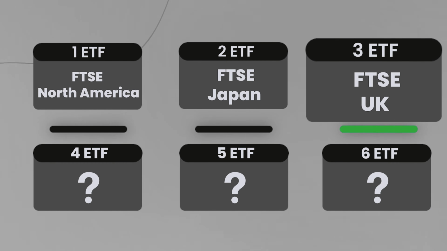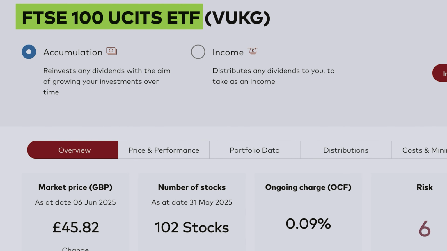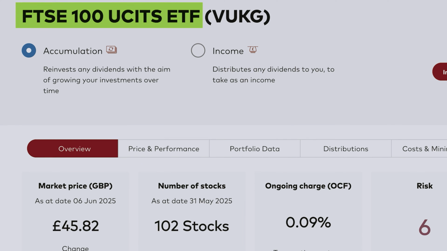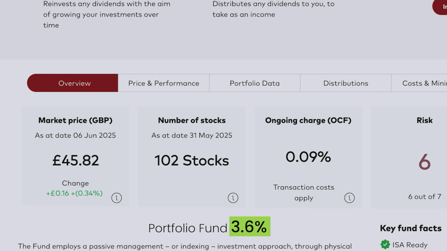Next, we have the UK, and we're going to use the FTSE 100 UCITS ETF here. Again, we have a similar approach where we're going to separate the UK from Europe. You can, if you wanted to, do a European fund that includes the UK, but it will be slightly cheaper to do this separately. So for this portfolio, I'm going to use the UK on its own, and for that, I'm going to use the FTSE 100. This ETF currently invests in 102 holdings and has an ongoing charge of 0.09%. And for this fund, we're going to use a weighting of 3.6%.